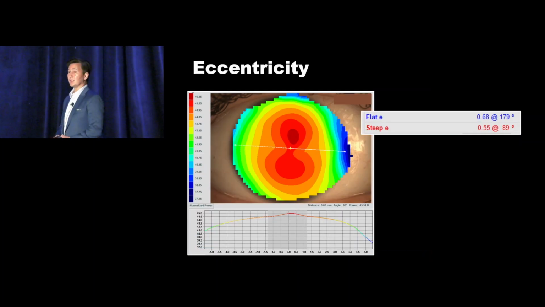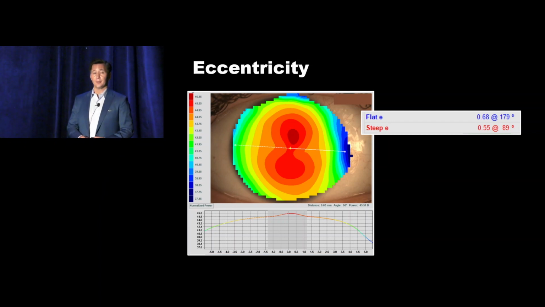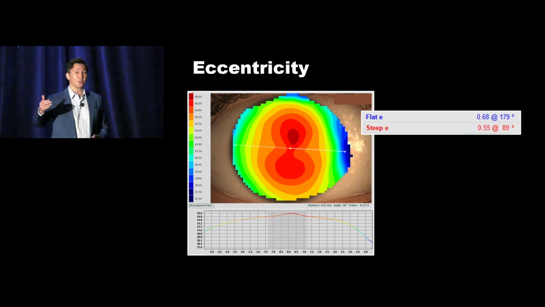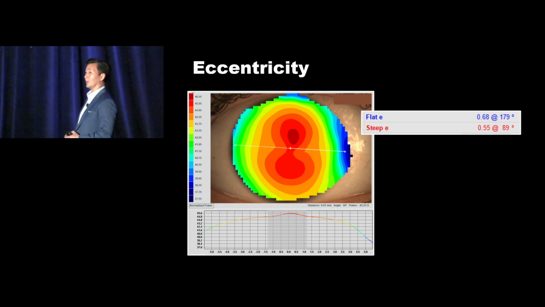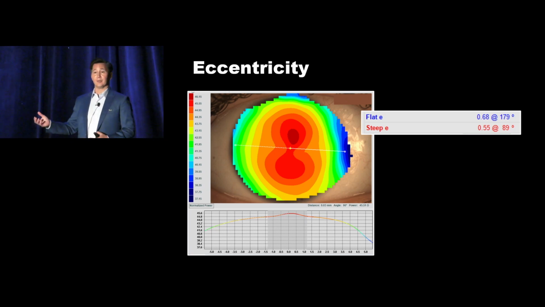Now, the next one is eccentricity, and we talked a little bit about this. The higher the eccentricity, the better the potential for ortho-k effect. Normal eccentricity, depending on your topographer, is about 0.55 to maybe 0.65. For this instrument, 0.65 is normal. So this would be a very normal candidate eye for ortho-k.